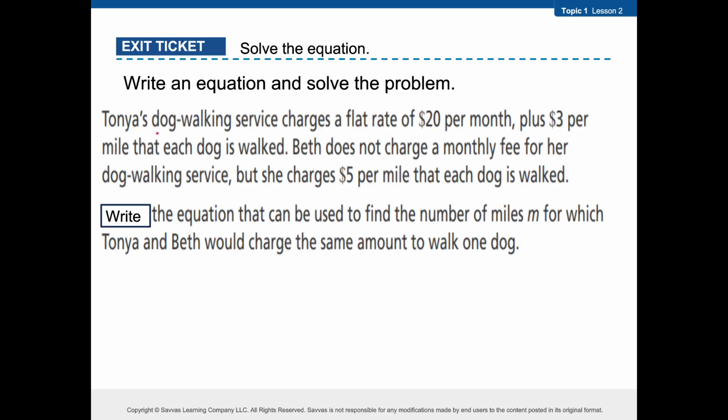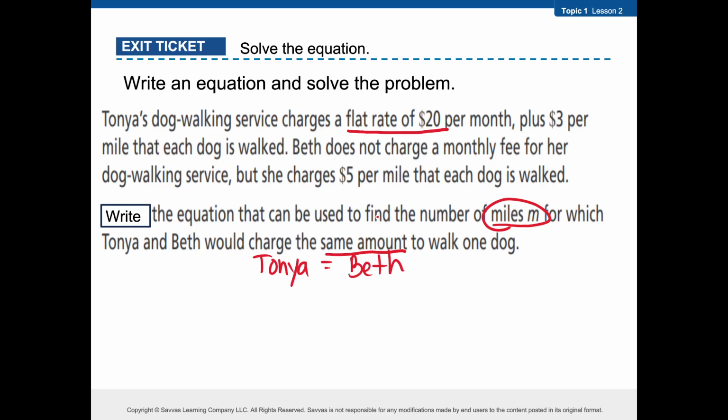We have Tanya's dog walking service. She charges a flat rate of $20 per month plus $3 per mile that each dog is walked. Beth does not charge a monthly fee for her dog walking service, but she charges $5 per mile that each dog is walked. Write the equation that can be used to find the number of miles M for which Tanya and Beth would charge the same amount to walk one dog. So when is Tanya gonna equal to Beth?